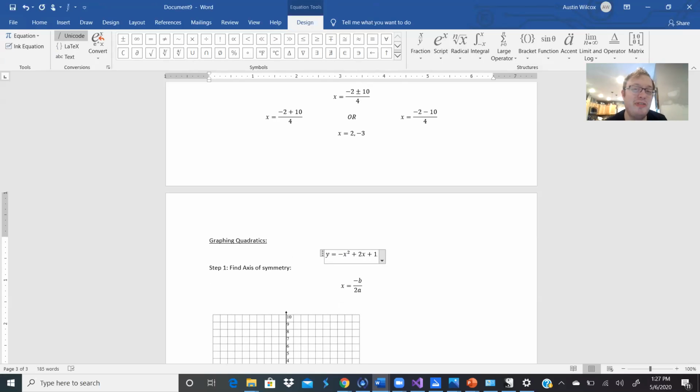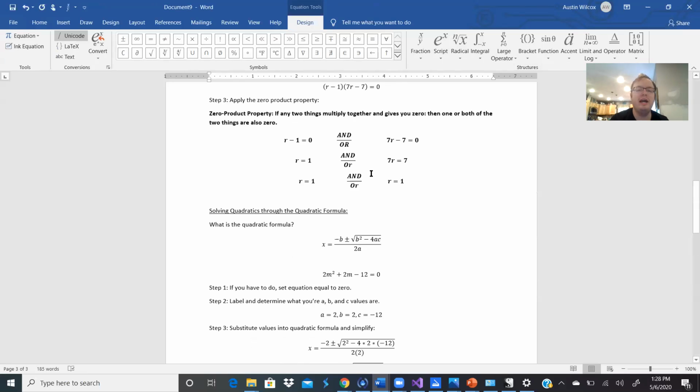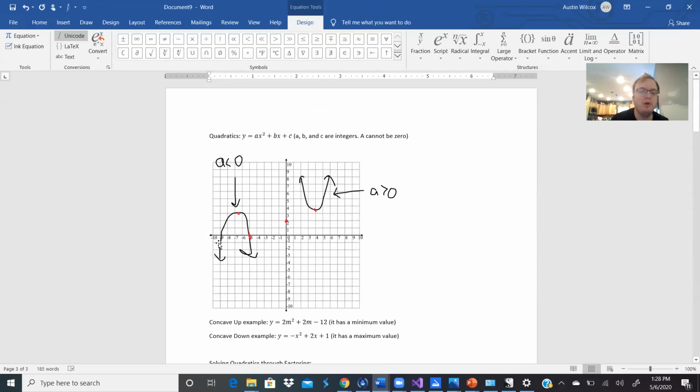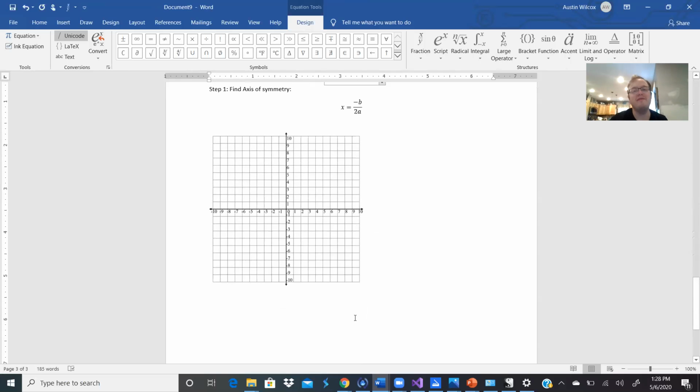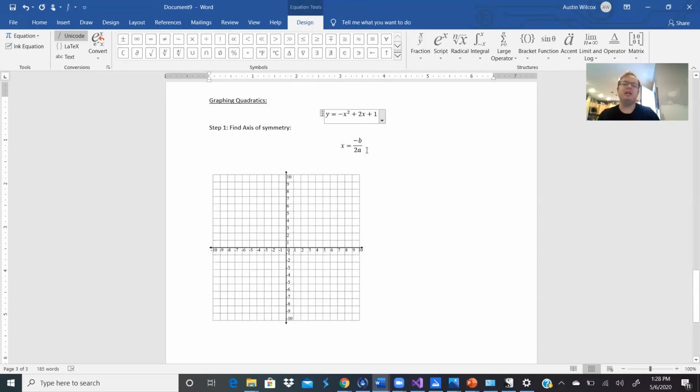And we've already talked about this, but because there's a negative in front of the x squared, this is going to be concave down. A negative on the x squared tells me it's going to be concave down, and we're going to have a maximum value. So concave down means we're going to have the maximum value. Concave up is going to be the minimum value. Okay?